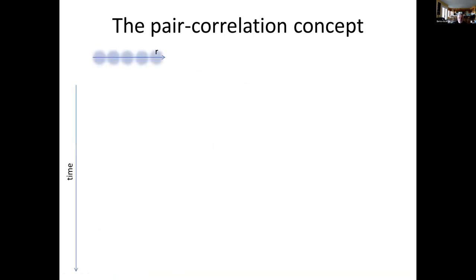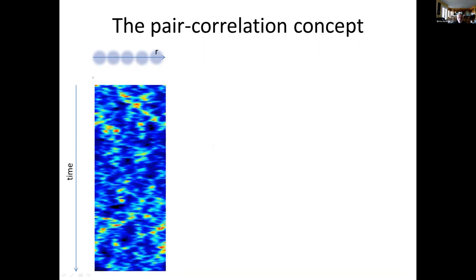So the pair correlation, let us do first of all the one-dimensional case. The particle can be at one point, another point, another point, and another point. And I will draw that to determine the position of the particle as a function of time. So this is not a normal space, because in this coordinate we have a distance from the origin, and in the other we have time.